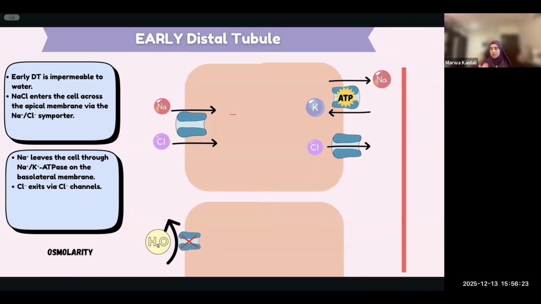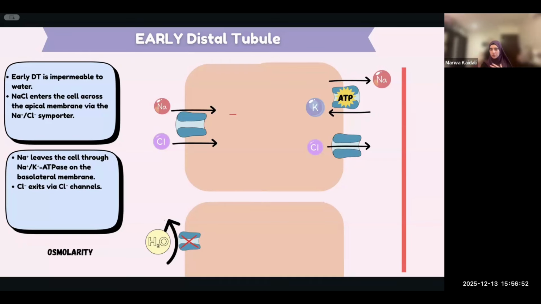Now the case is very similar here. It's the same thing. So in the early distal tubule, we are still impermeable to water, and we're still taking in sodium chloride. Because we're impermeable to water, there's going to be more water in the tubules, and we're going to take away more solutes. So that means that not a lot of solutes are going to be left inside of the tubular fluid. Okay, so we're going to get an even lower osmolarity compared to previously. Does that make sense to you?